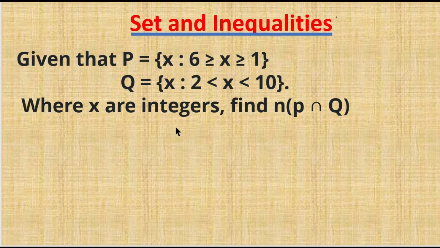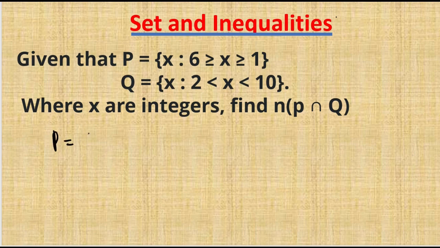We have this question on both sets and inequalities. Now the question says that we're given P such that X is less than or equal to 6 and X is greater than or equal to 1, and Q such that X is greater than 2 and X is less than 10. Now the first thing we want to do is to pick the elements in P.